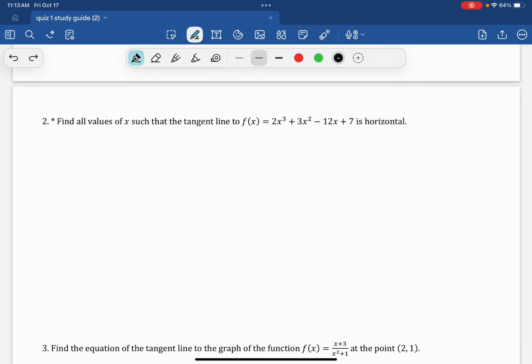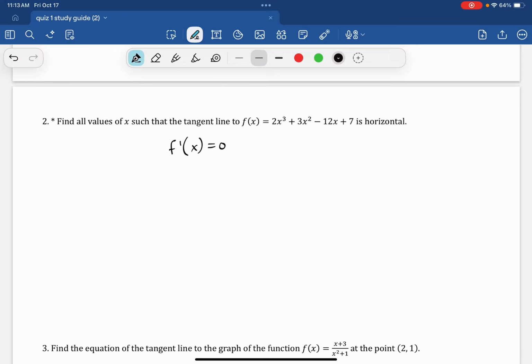Question 2: find all values of x such that the tangent line to f of x equals 2x cubed, and so on, is horizontal. Okay, so this is actually very easy, but it looks a little tricky, right? The idea is that whenever we have a tangent line, that's basically just a derivative. The derivative is the slope of the tangent line. And if the tangent line is horizontal, then it has slope 0. So in other words, the derivative of the function must be 0. So essentially, we're looking for those values of x such that the derivative is equal to 0.